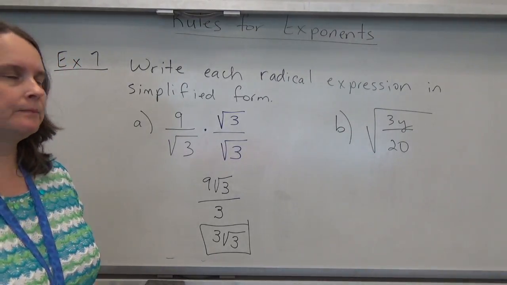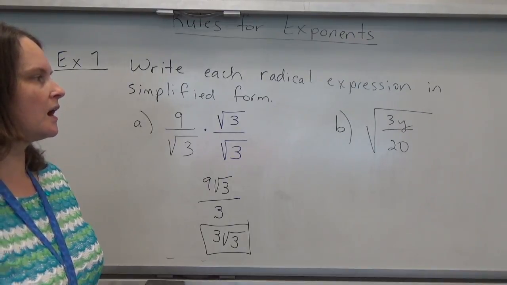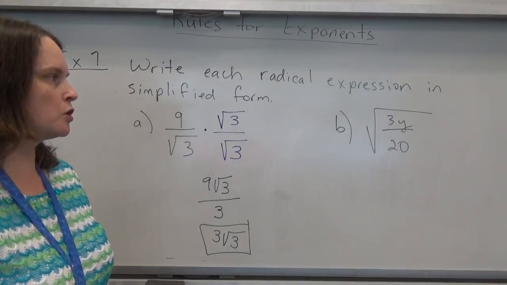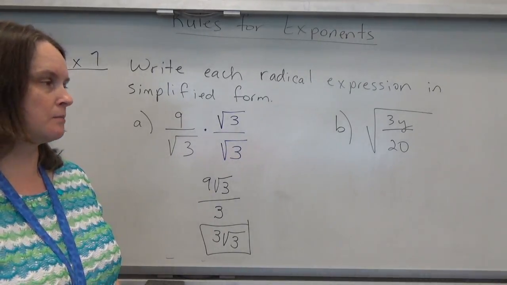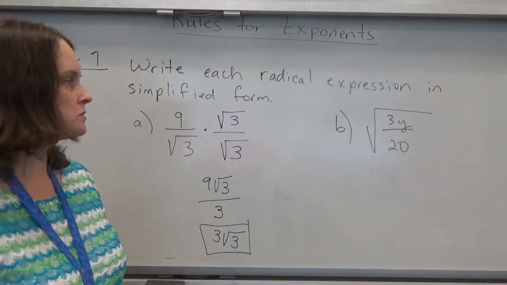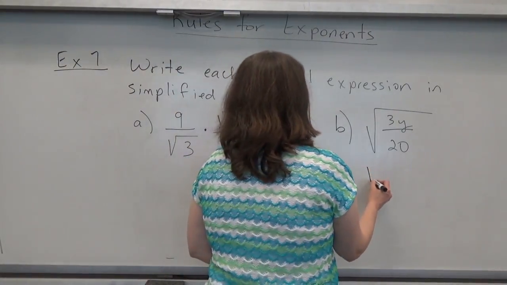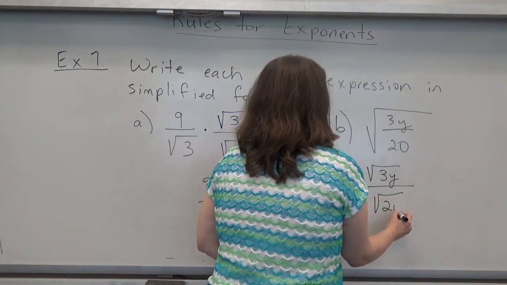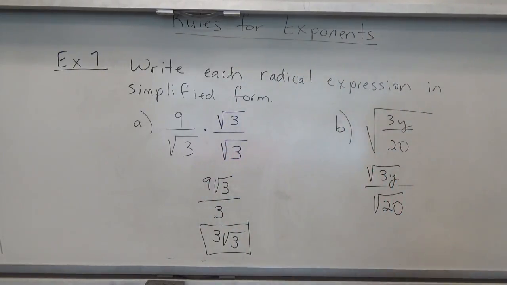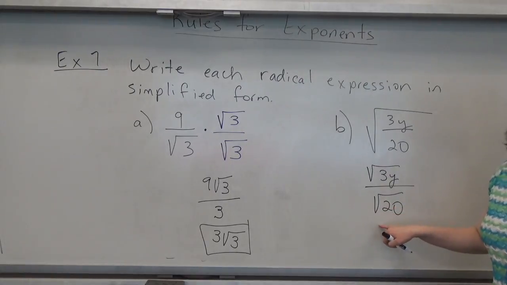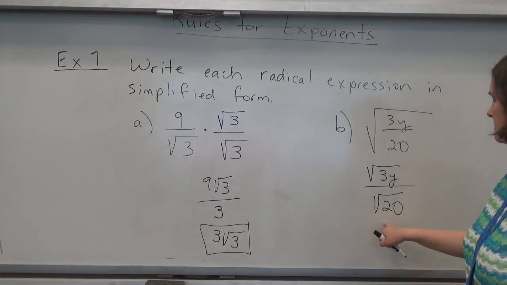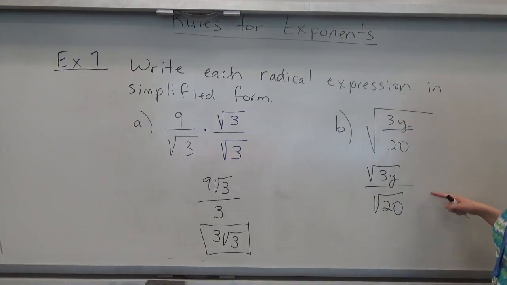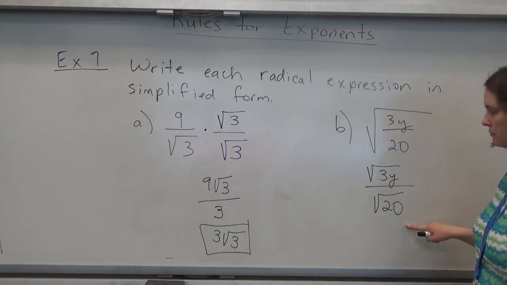Let's look at part B. We've got the square root of 3y over 20. I'm going to start this time by using my quotient rule for radicals, which tells me that I can break this apart into 2 separate radicals. It's going to be square root 3y over the square root of 20. Now I've got square root of 20 in my denominator. I need to eliminate this. So what can I multiply the top and the bottom of my fraction by to eliminate this square root in the denominator?